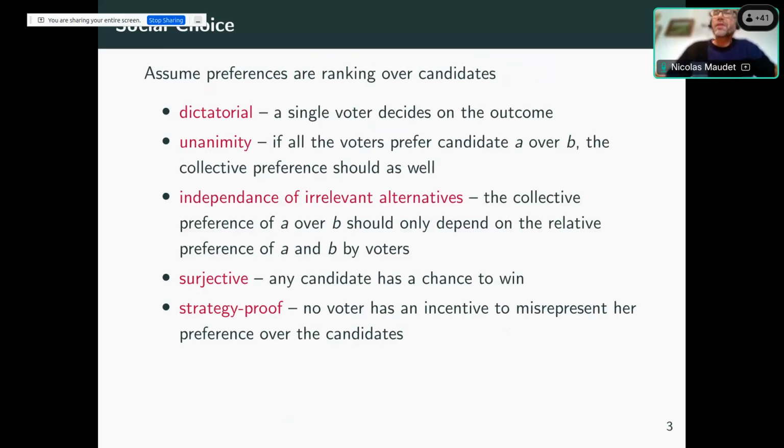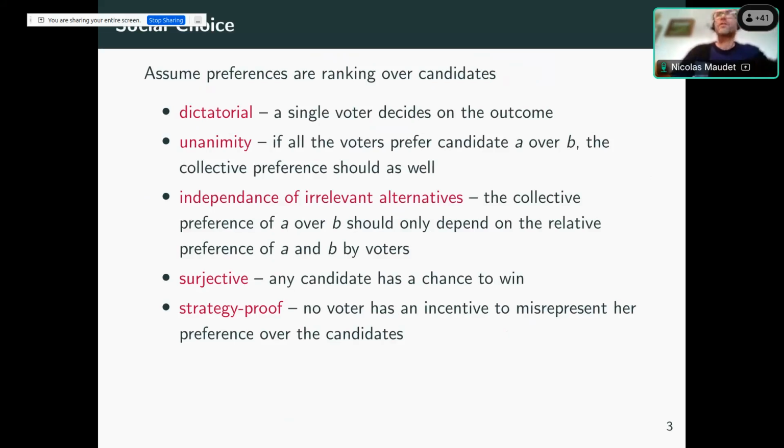And strategy-proof means that no voter has an incentive to misrepresent their preferences over the candidates, meaning that if I was to change a little bit the way I express my preference, for instance, if my ranking is A over B over C, but I realize that maybe it's better that I put B first, that's a way to strategize, and that's a way to misrepresent my preferences. So strategy-proof means that the rule is not sensitive to that.